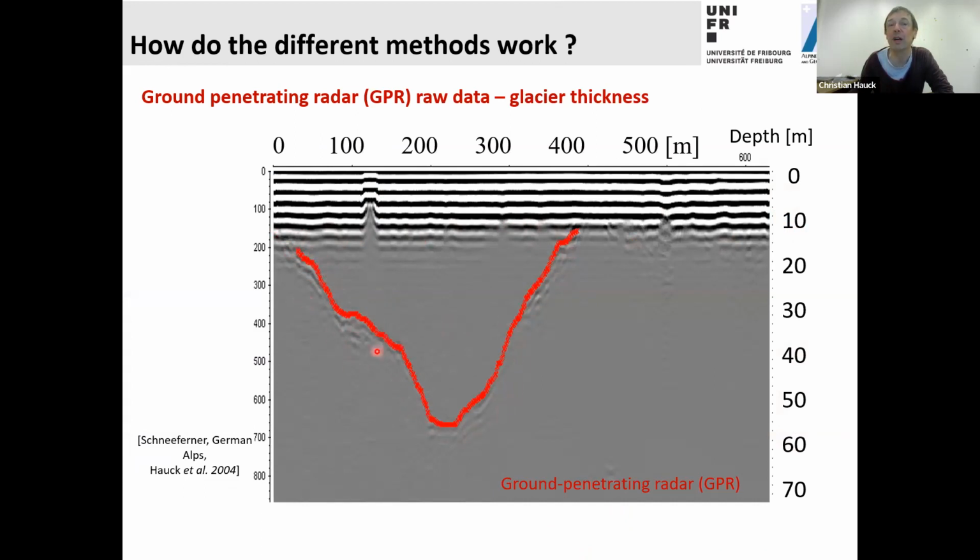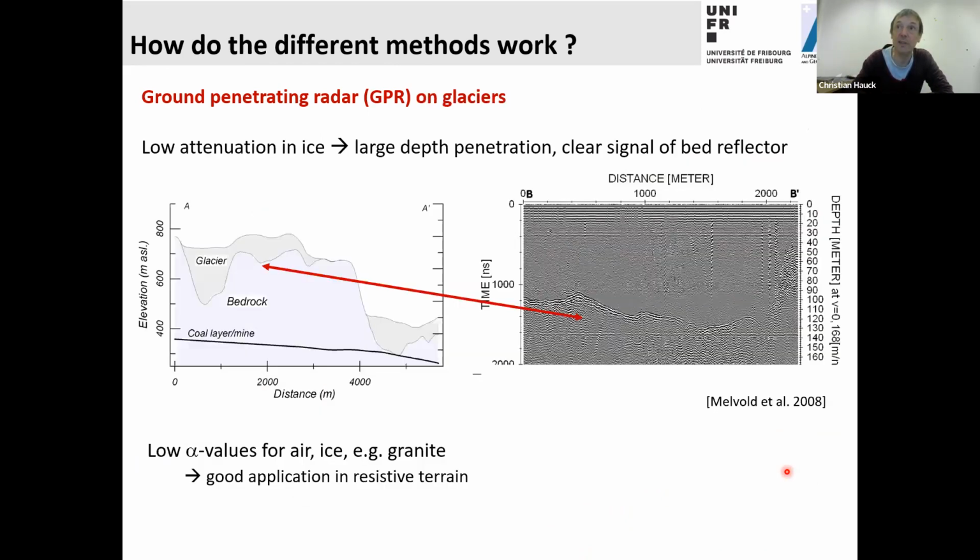We also have wave velocity, which for ice is rather homogeneous, which means we can define a depth scale very easily by converting electromagnetic wave velocity to depth. That is, for example, this example being done here, and then you can follow this bedrock topography very easily below a glacier.